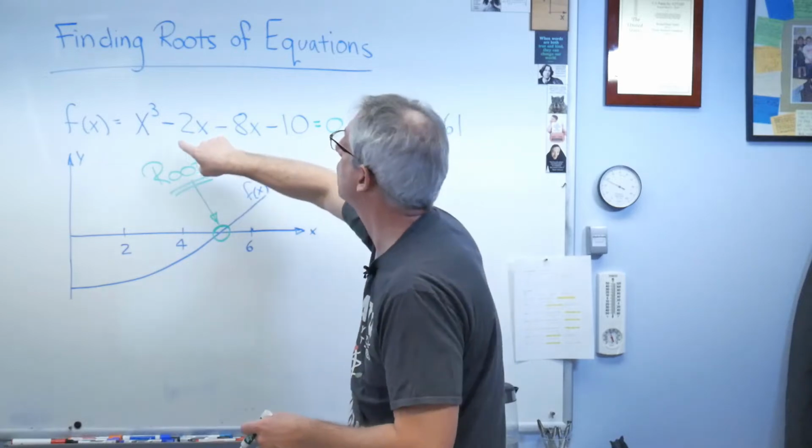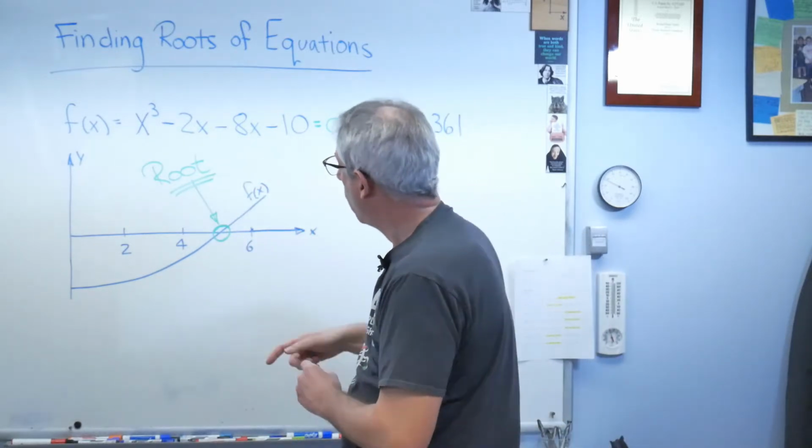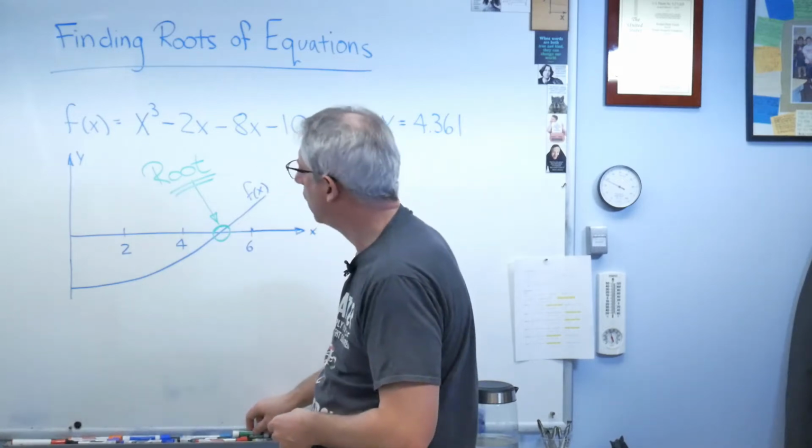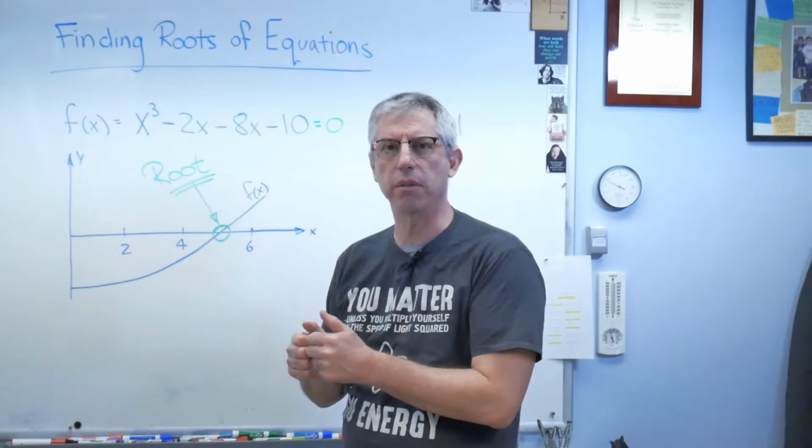So root means where that goes through 0. Easy. Now, why don't we just plot it out every time? Your calculator has that little plot function on it.